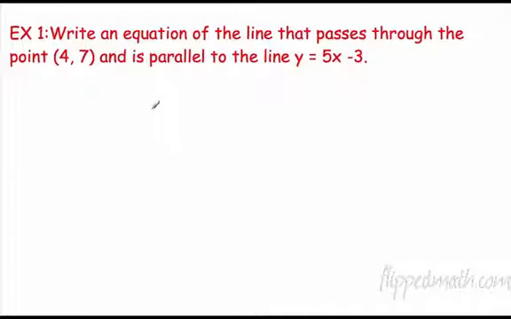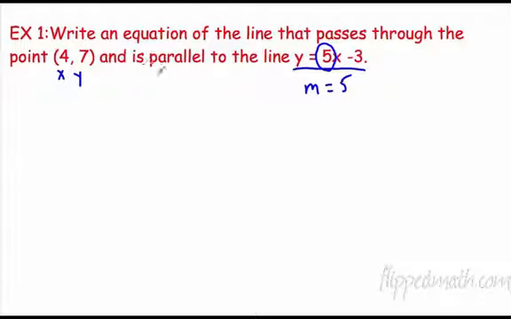All right, so now it says write an equation of the line that passes through the point (4, 7). Remember, that's an x and that's a y, and is parallel to the line y equals 5x minus 3. Well, any line parallel to this line is going to have the same slope. So what's the slope of this line? The slope of this line is 5.